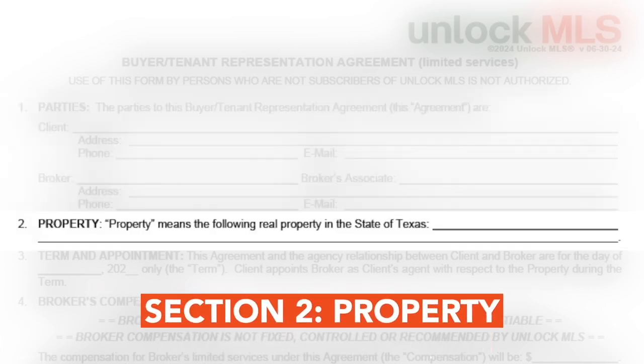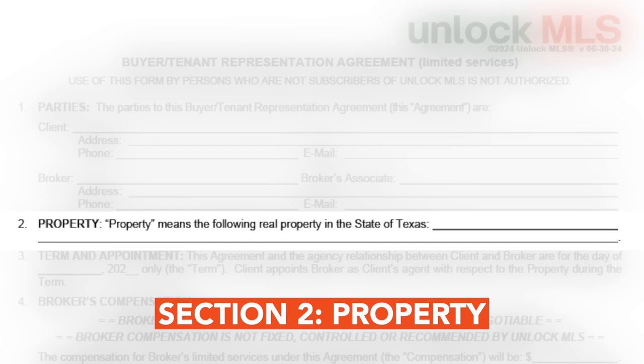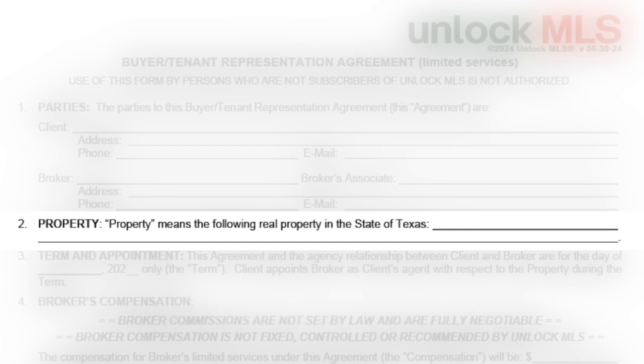The second section of the form is property. Write down the name of the property or properties that you plan to show that day. It is advised that you have a full buyer's representation agreement signed as you build rapport with the client and your buyer becomes more serious about purchasing or renting a property.